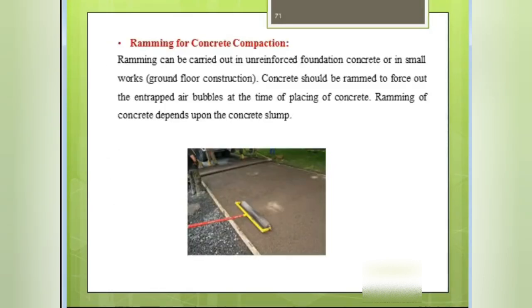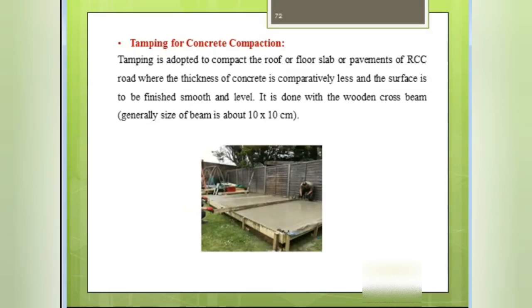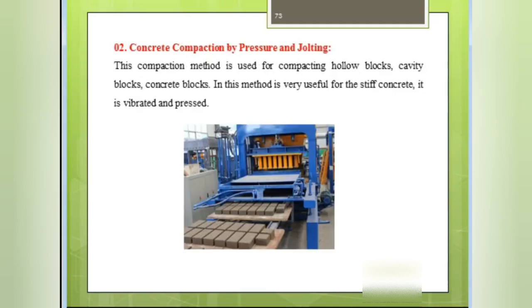Then ramming for concrete compaction. Where a horizontal surface is there, like ground concreting, a playground, or road pavement, compaction can be done through such a method. And tamping, as I told you, in concrete compaction can be done by pressure.